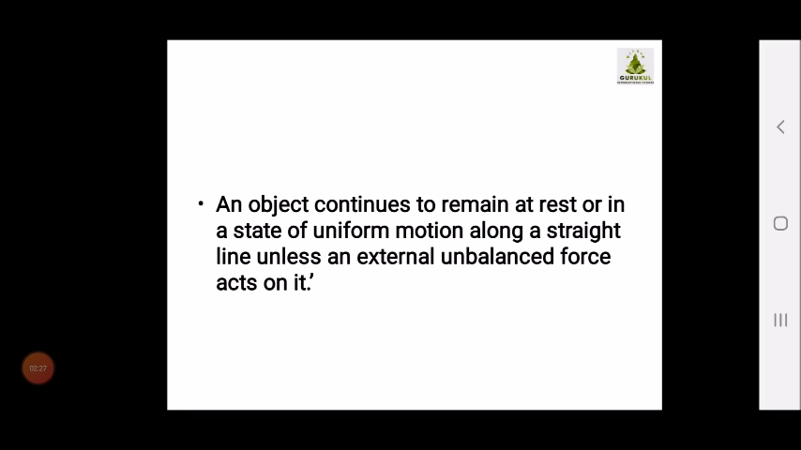Okay, so what does Newton's first law state? Newton's first law states that an object continues to remain at rest or in a state of uniform motion along a straight line unless an external unbalanced force acts on it. This is Newton's first law of motion. Okay, the definition is given in your textbook. You have to learn it as it is given in the textbook.